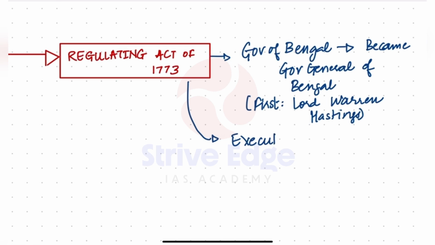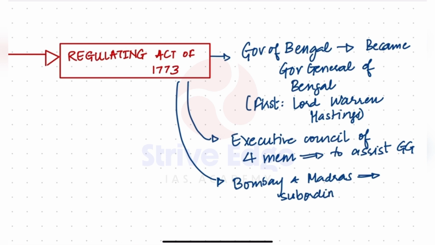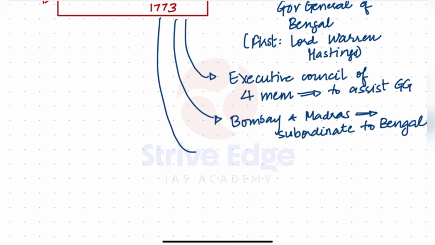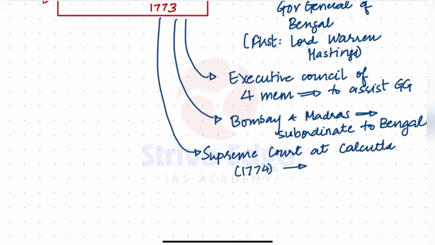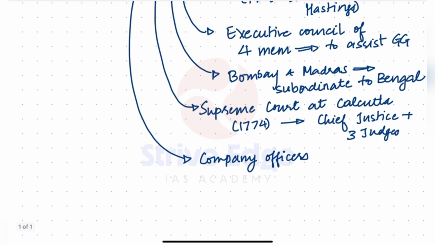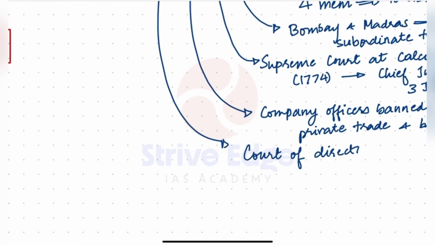There was an executive council of 4 members to assist the Governor General. Bombay and Madras now became subordinate to Bengal. There was a Supreme Court at Calcutta which was formed in 1774. Company officers were now banned from private trade and bribery. Court of Directors were required to report to the British government.